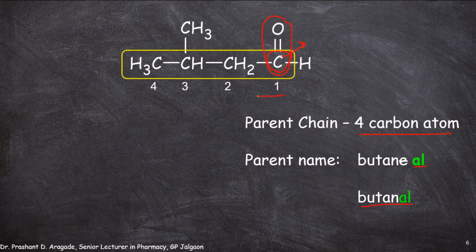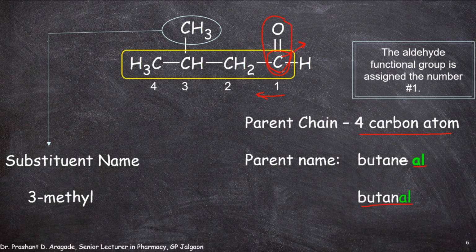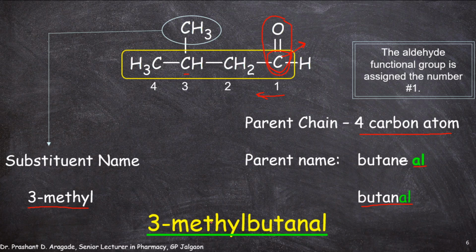So the numbering starts from the carbonyl carbon atom in case of aldehyde. So we have adopted the direction from right to left. In case of aldehyde functional groups, assign the number 1 to the carbonyl carbon atom. So here the substituent is methyl, present on the third carbon atom. So the name of the substituent is 3-methyl and the name of this compound is 3-methylbutanal, with the Al suffix for the aldehyde.